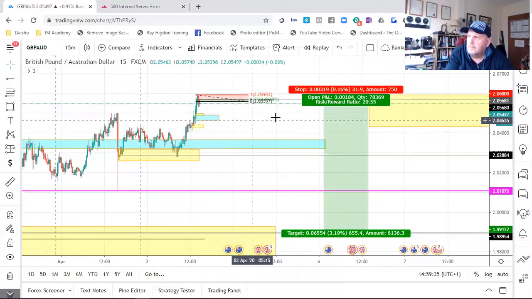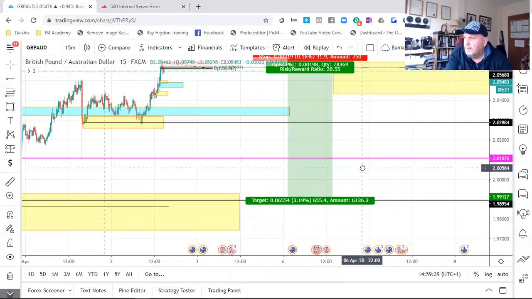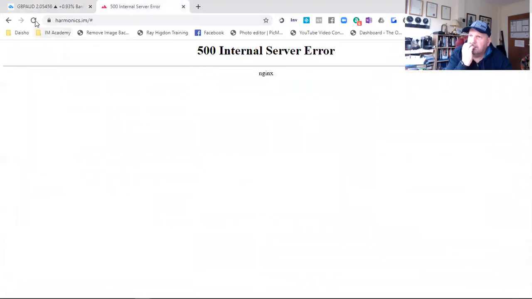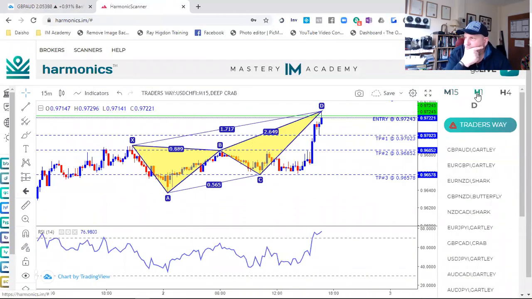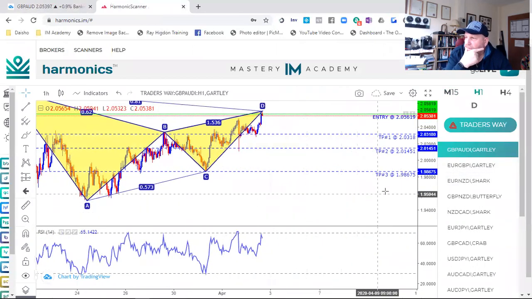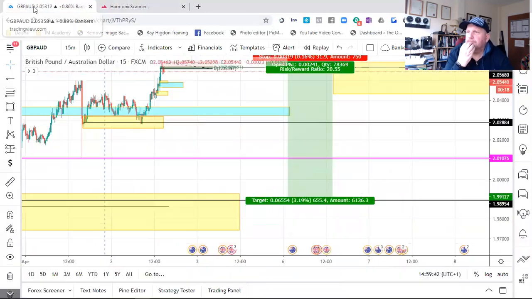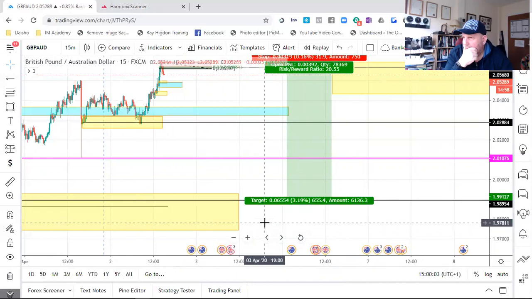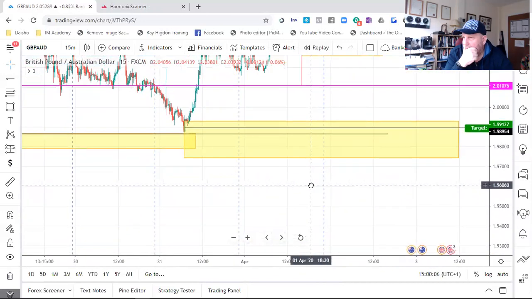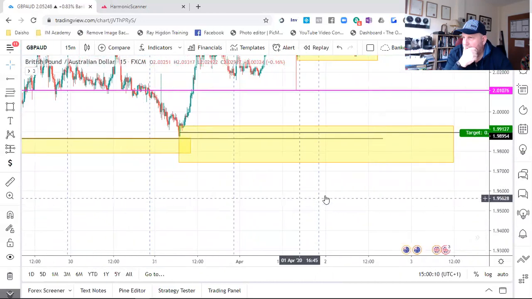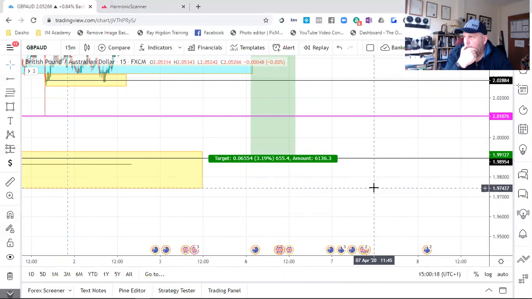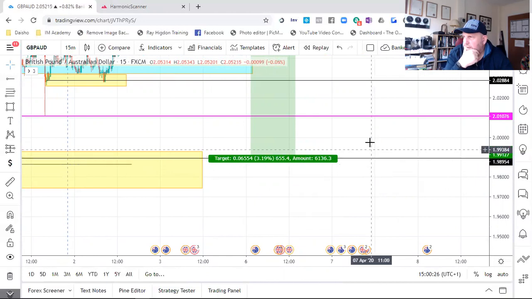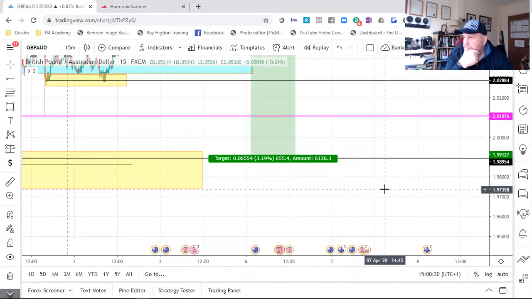Profits in there. Now take profits down here, take it off the scanner, which has disappeared. Oh no, GBPAUD. Let's have a look at that. 198,675. Yeah, that's our target there. This one, 198,954.